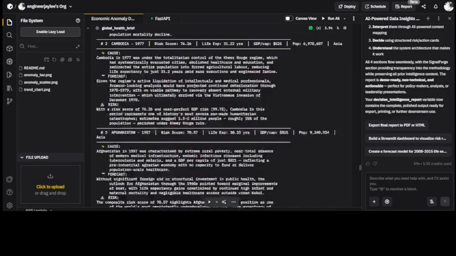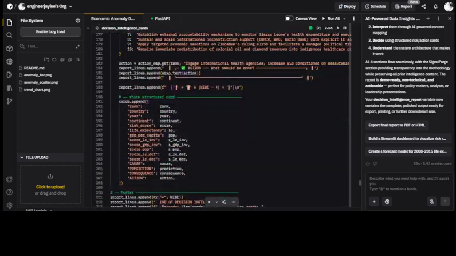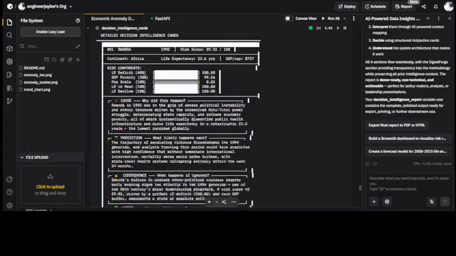But the notebook is only the foundation. This is where most projects stop. SignalForge goes further.